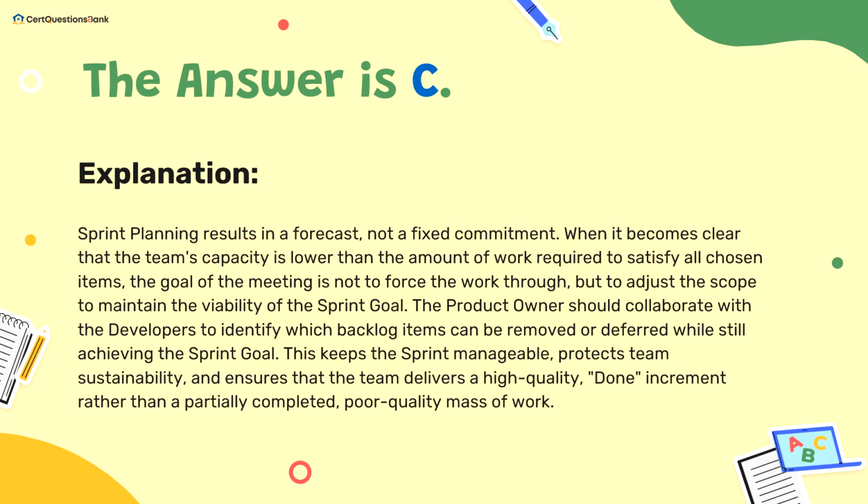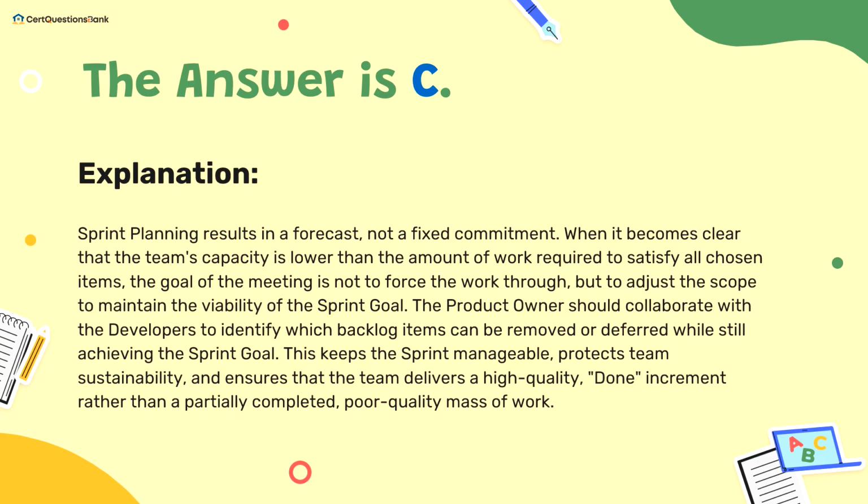Sprint planning results in a forecast, not a fixed commitment. When it becomes clear that the team's capacity is lower than the amount of work required to satisfy all chosen items, the goal of the meeting is not to force the work through, but to adjust the scope to maintain the viability of the sprint goal.